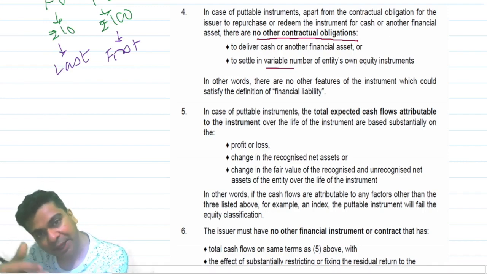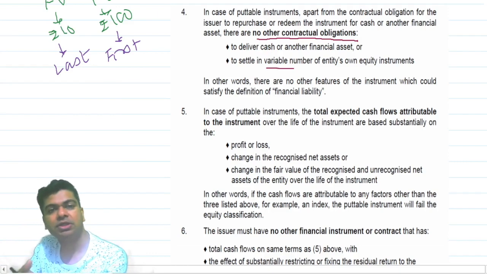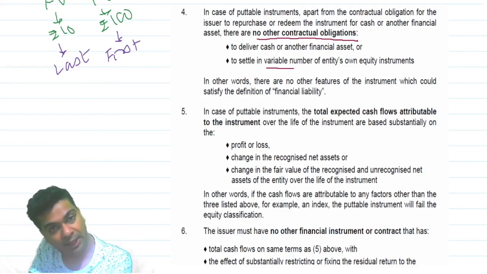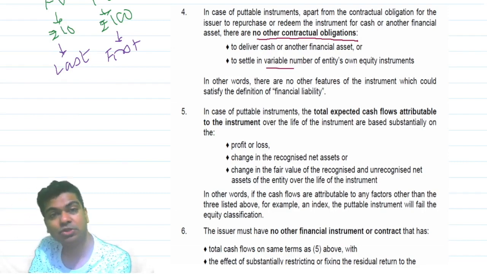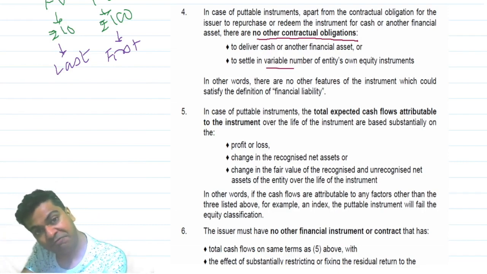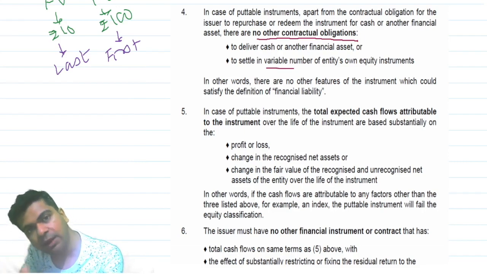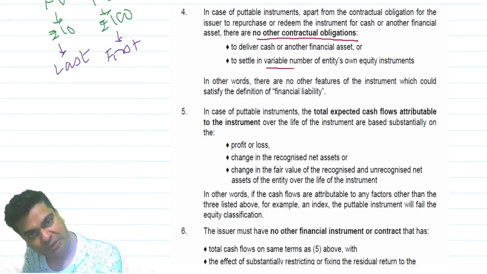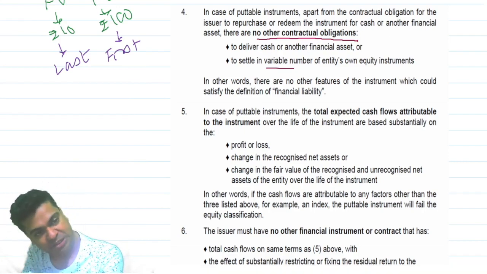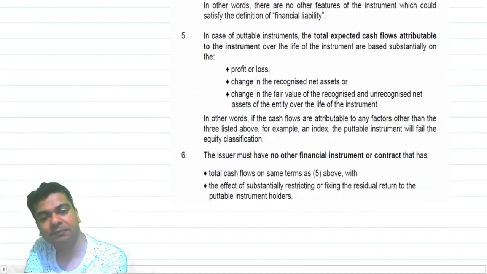So you are fulfilling condition number 1, condition number 2, condition number 3, but you have issued the puttable instrument in such a way that ultimately it will get settled in a variable number of equity instruments of the issuer. It will not become an equity instrument. Yes, if this was convertible into a fixed number of equity shares, then it would fulfill condition number 4. But because a variable number of equity instruments are required to be issued, it has a feature of a financial liability.